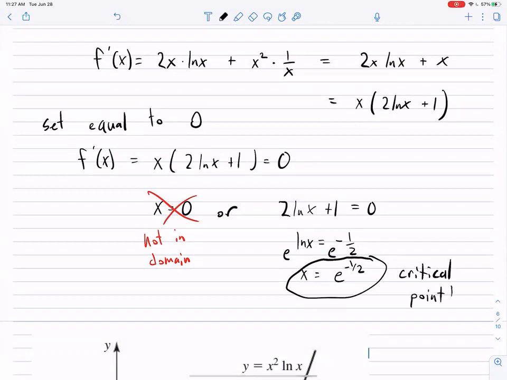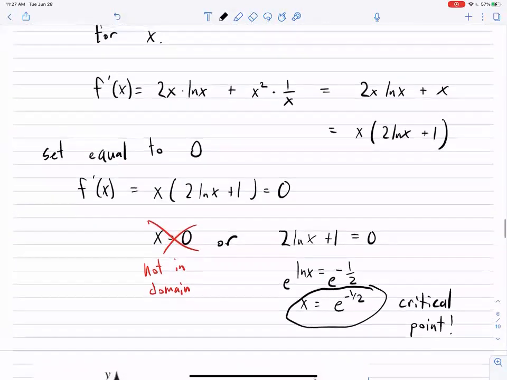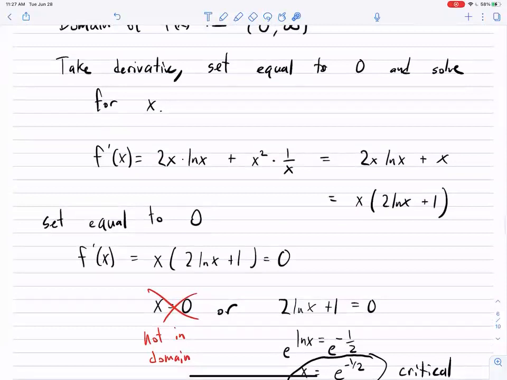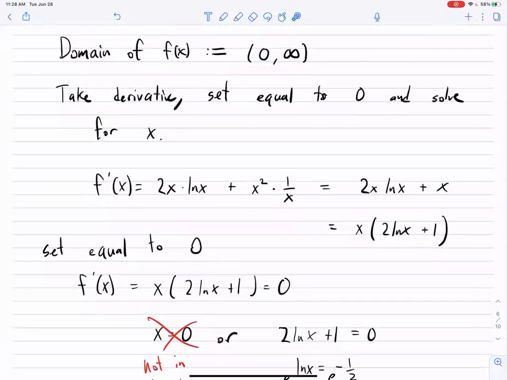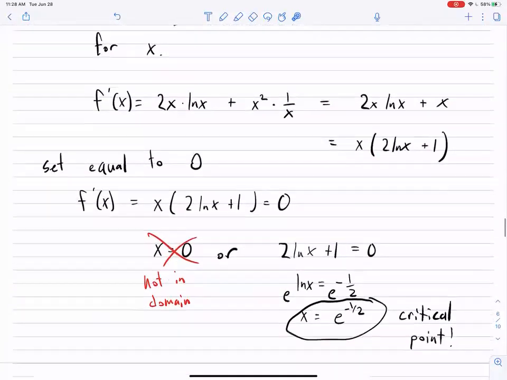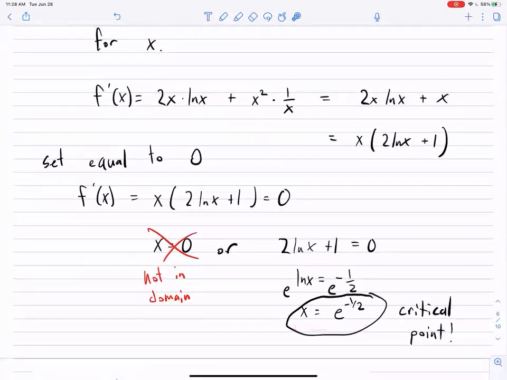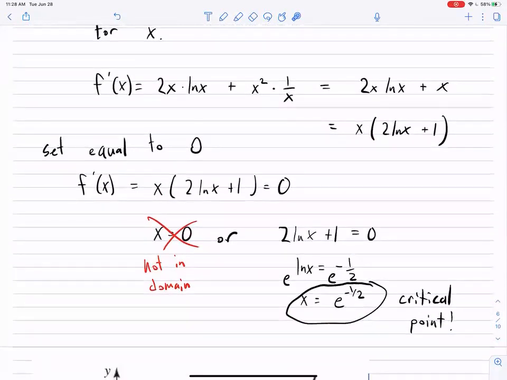And so right now we know that that is a possibility for where it could be an absolute max or min. All we know is that the derivative is 0 here. We also technically should check to see if there are any places where the derivative doesn't exist in our domain, but because this is our derivative function, it has the same domain as our original function, so there are no critical values where the derivative doesn't exist. But this one is a critical point because this is where the derivative is 0. So x equals e to the -1/2 is a critical point.